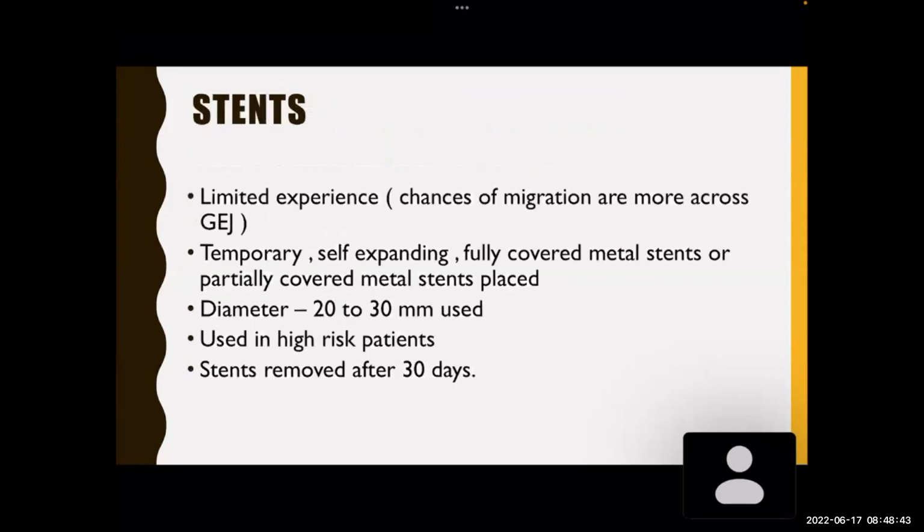And stents have limited experience because of the chances of migration. In achalasia cardia, the stent should be placed in the lower esophageal sphincter, and if you place stents there, there is a lot of chance of migration. So this is limited experience. Temporary, self-expanding, fully covered metallic stents should be used. Diameter should be 20 to 30 millimeters. It is used in high-risk patients for whom surgery is contraindicated. The stent should be removed within 30 days.